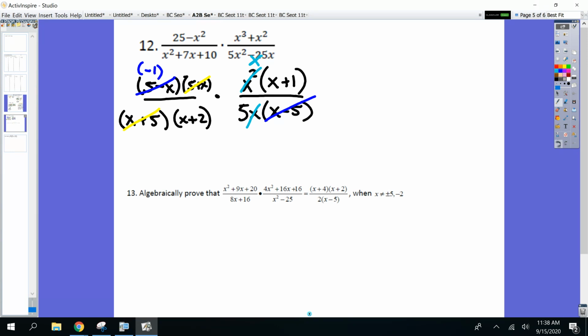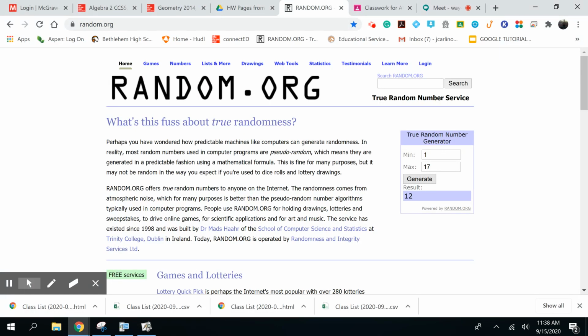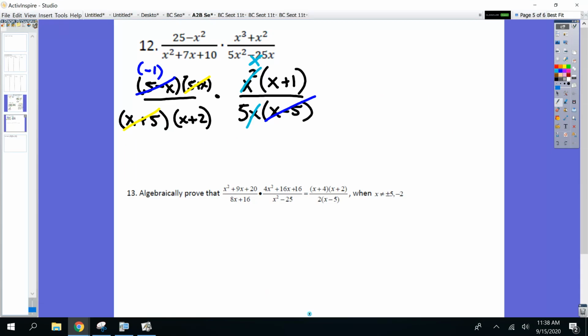All right, I need a leftover person. Woo, 12. Daniel, ready? You always give me good stuff here, Dan. What's left on top? Look at everything we have. What is left on top?